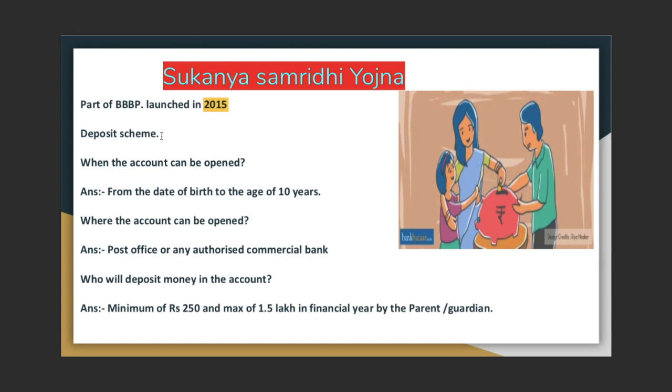Now, the very first thing, this is a deposit scheme. Now, when can the account be opened? The account can be opened on the date of birth of the child or up to the age of 10 years. For example, from the date of birth to the age of 10 years, this account can be opened. Now, where can the account be opened? Can it be opened in a regional rural bank?